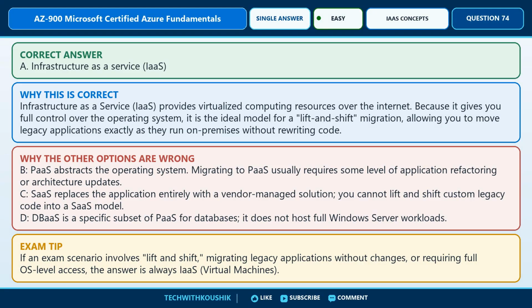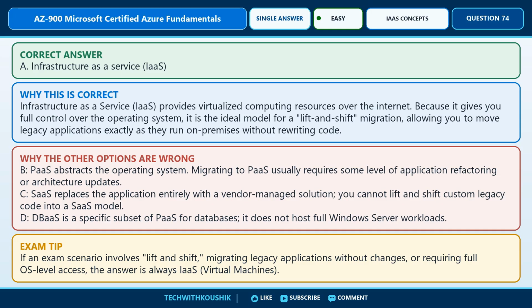In this case, choose option A, Infrastructure as a Service, IaaS. Infrastructure as a Service provides virtualized computing resources over the Internet. Because it gives you full control over the operating system, it is the ideal model for a lift and shift migration, allowing you to move legacy applications exactly as they run on premises without rewriting code.